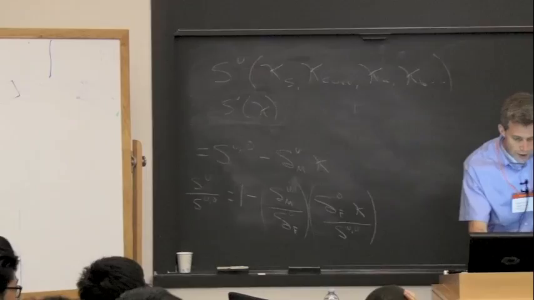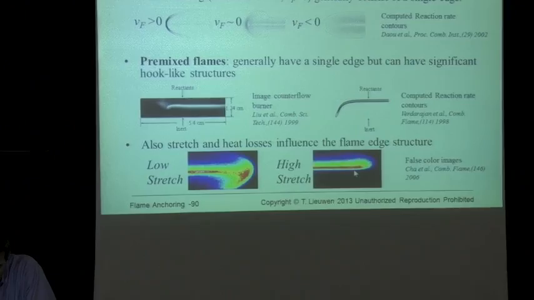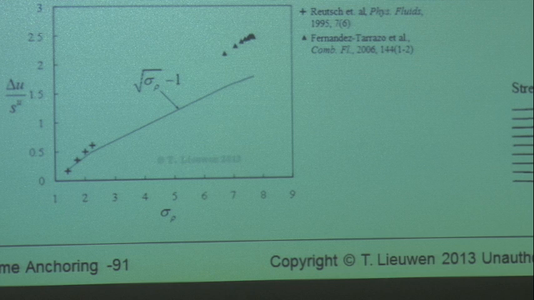These are some pictures also from Ronney's group. These are non-premixed flames here. This would be a weakly stretched flame, a much higher stretched flame. And you can see, again, here you've got that triple flame structure. There you don't have it. Okay, well, let's talk a little bit about that edge velocity, VF.